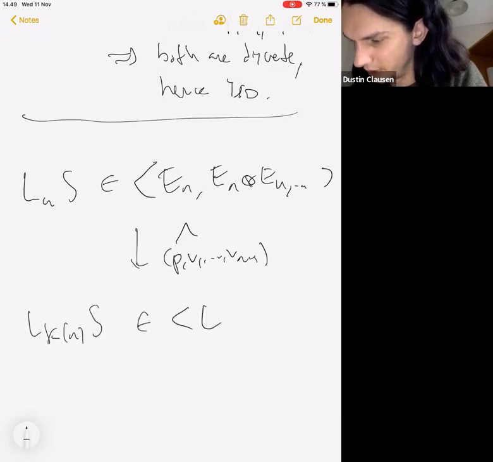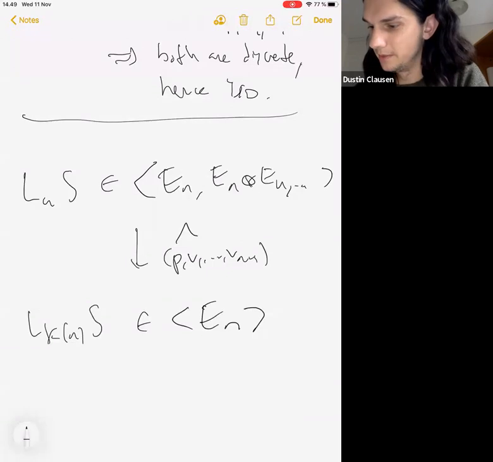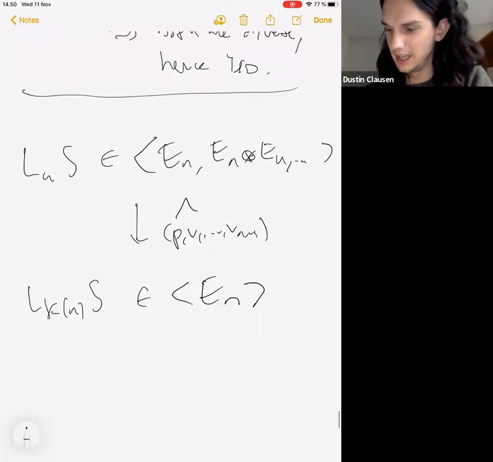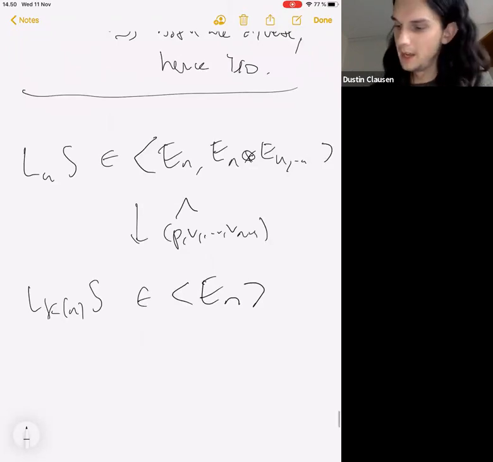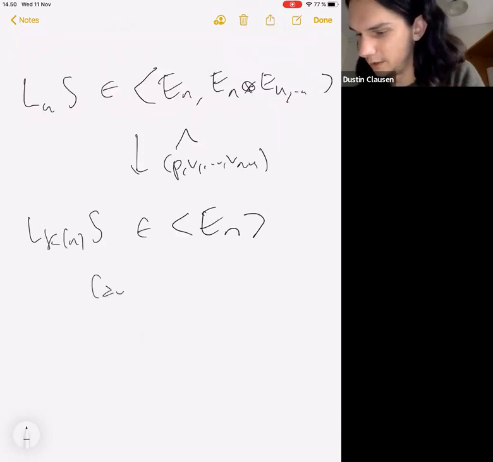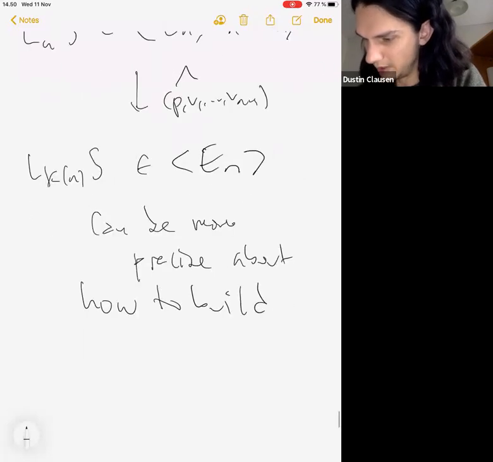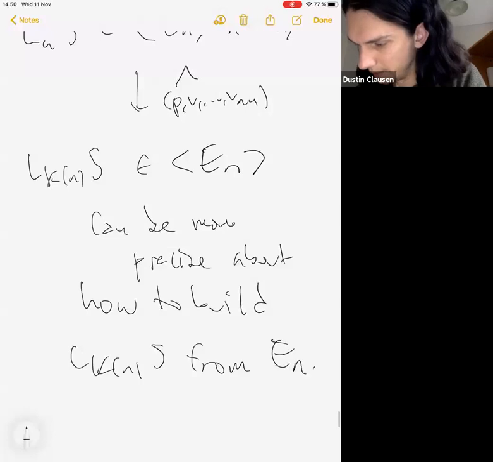And then you really only need one copy of E_n here. When you do the completed tensor product, it'll have E_n as a summand anyway. It'll have E_n as a retract anyway, so you only need E_n. So this lies in the thick subcategory generated by just this one object, E_n. And in fact, you can be more precise about how to build L_{K(n)}S from E_n.